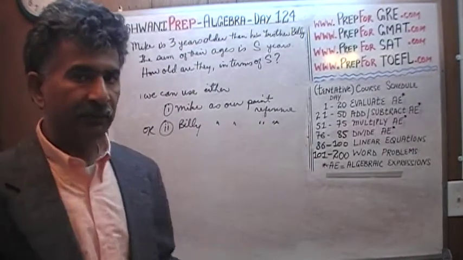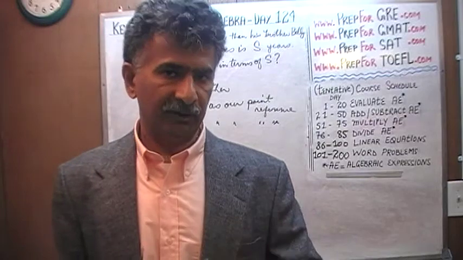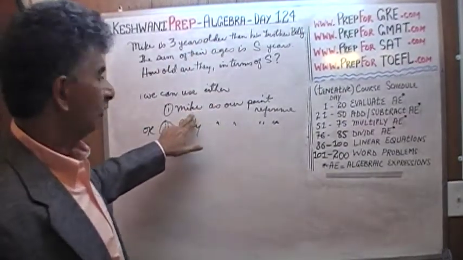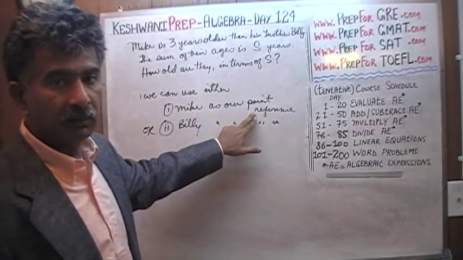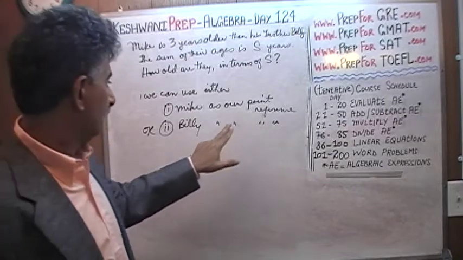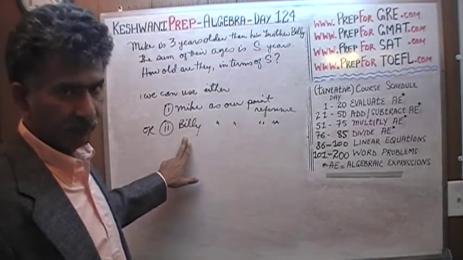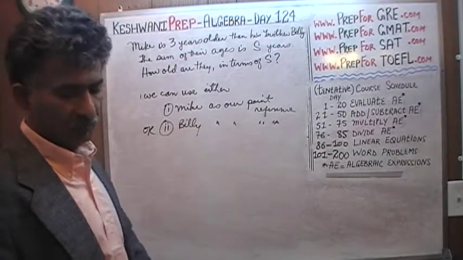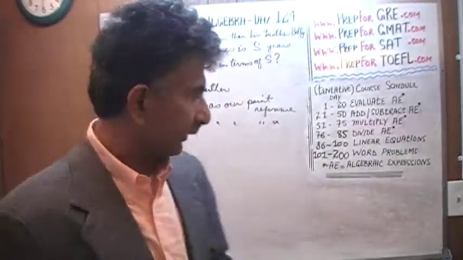If we're using Billy as our point of reference, then we're asking how Mike's age compares to Billy's age. We are told that Mike is 3 years older than Billy. So if you use Mike as a point of reference, then Billy is 3 years younger. If we use Billy's age as point of reference, then Mike is 3 years more. Either way you can solve this problem, and we're going to do both ways. Okay, so let's get going.